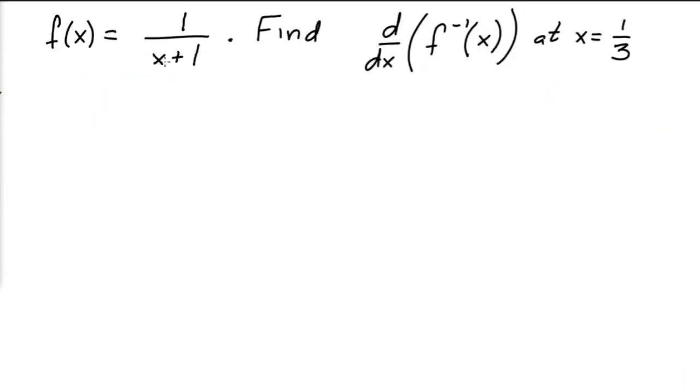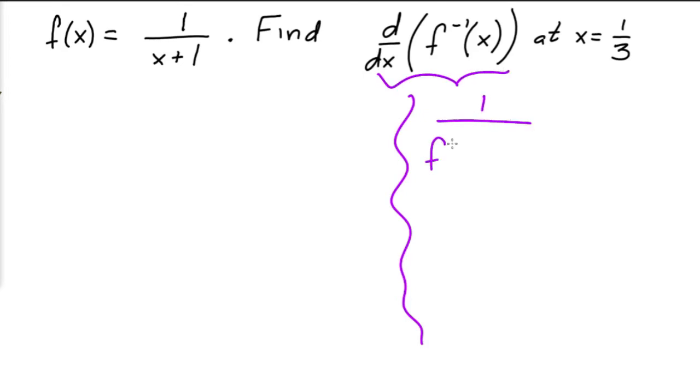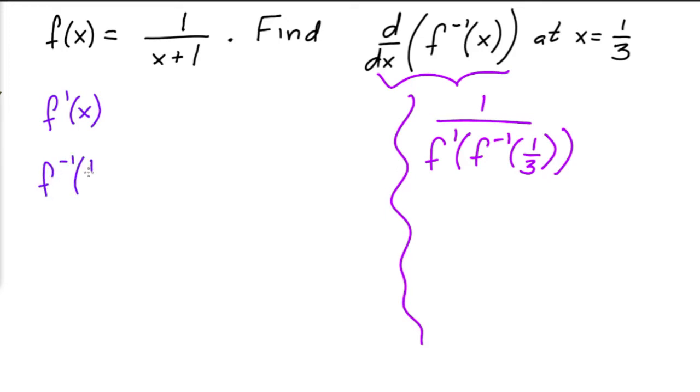Okay, so I want to find the derivative of the inverse of this function at x equals 1/3. And so the formula for this guy, remember, is 1 over f prime at f inverse at x, which in this case is 1/3. Okay, so I need to find two things: f prime of x and f inverse at 1/3.